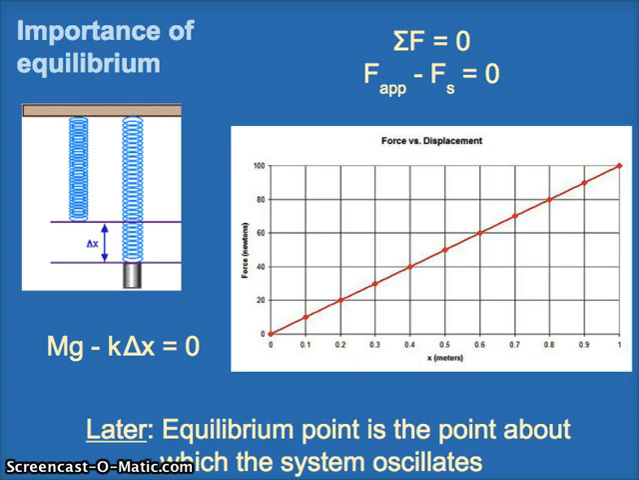Later in this unit, we will be using this idea to determine the equilibrium point for a system, and then we'll disturb the system and allow it to oscillate. So this process of determining the equilibrium point or determining K using equilibrium will be important later.